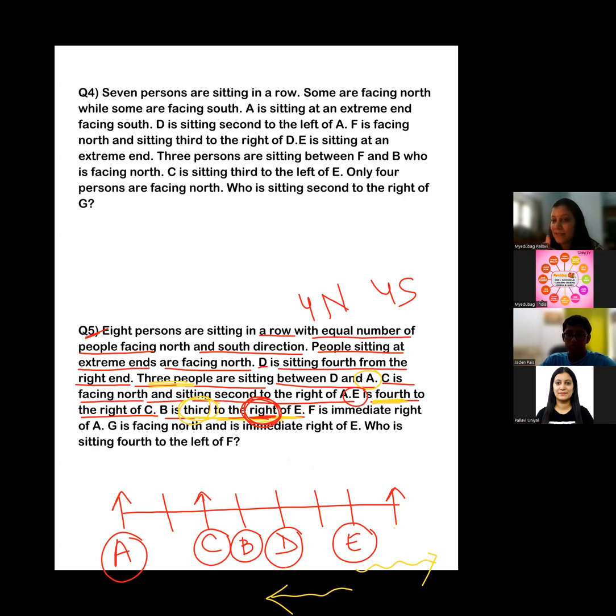See here where there is E and B is towards the left. But in the question it is given B is third to the right of E. That means the direction of E must be what? It will be south or north?